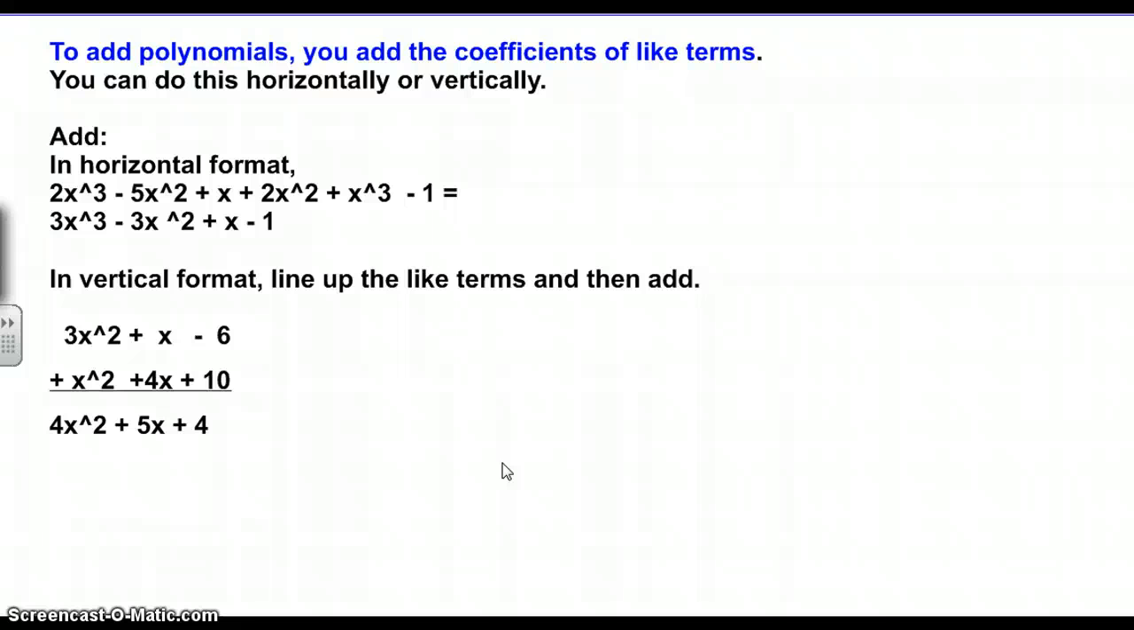Now in vertical format, here's another problem. We're just going to line up the like terms and then we're going to add them together. So write them in descending order first and then line them up. On the top row, we have 3x squared plus x minus 6. And on the second row, we have x squared plus 4x plus 10. When we add those together, we get 4x squared plus 5x plus 4. So you choose the method that you like the best. Both of them work equally well.